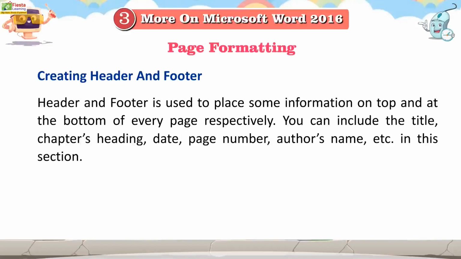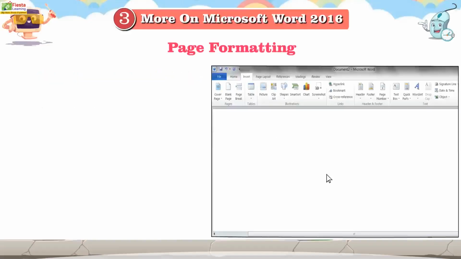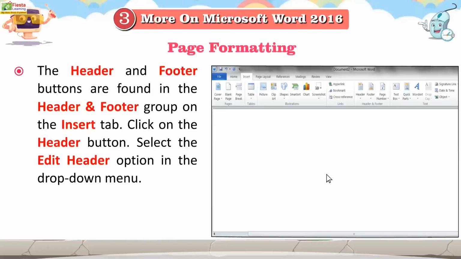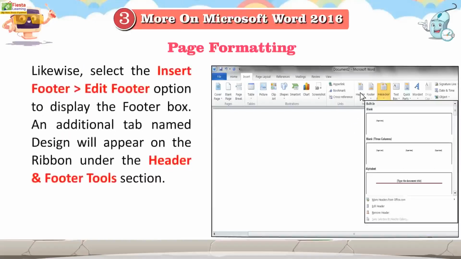You can include the title, chapter's heading, date, page number, author's name, etc. in this section. The header and footer buttons are found in the Header and Footer group on the Insert tab. Click on the Header button. Select the Edit Header option in the drop-down menu.